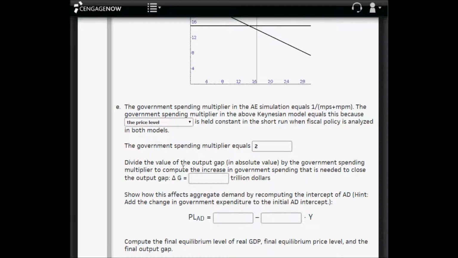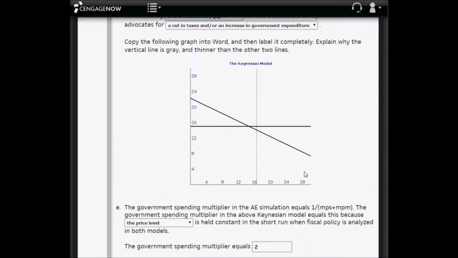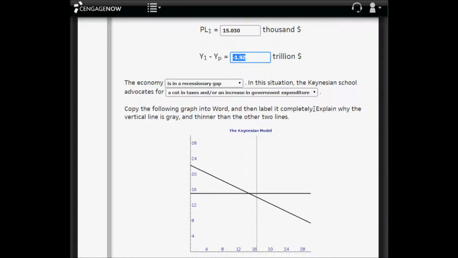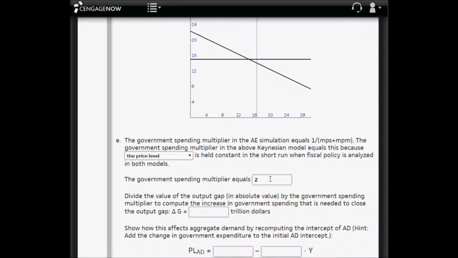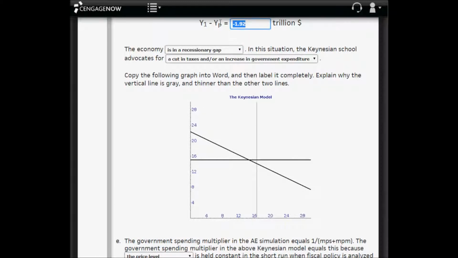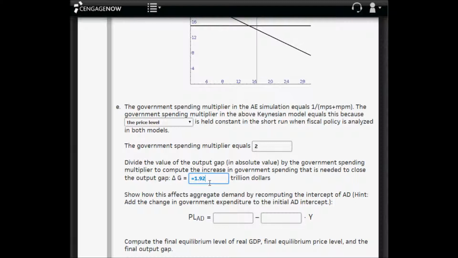Now, if we divide the value of the output gap, if we divide this value by this multiplier of 2, that gives us how much government expenditure needs to be raised by in order to close this output gap, in order to push aggregate demand out here to this point. So we divide the output gap in absolute value by the government spending multiplier 2.